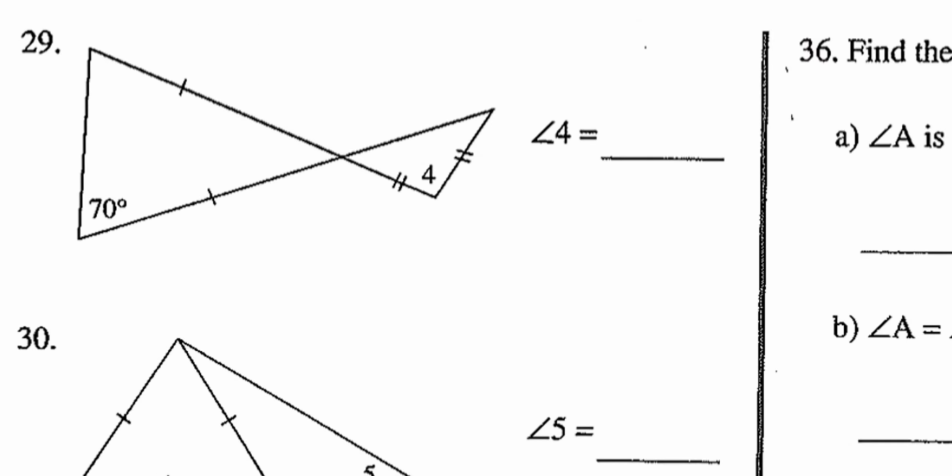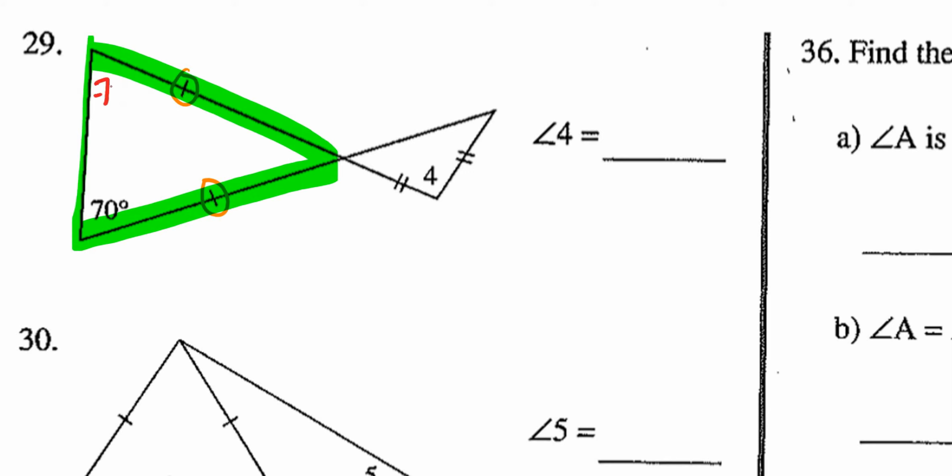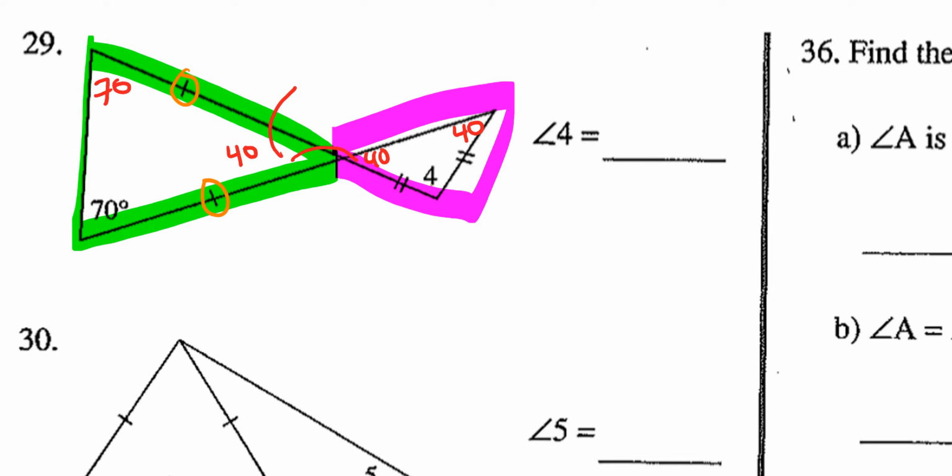Let's keep on going with number 29 now. For 29, notice that I have an isosceles triangle right here. So this angle has to be 70 degrees. And for this angle right here, that should be 40 degrees. That will ensure that the triangle adds up to 180. If that's 40 degrees, this angle here has to be 40 degrees, and then this angle here has to be 40 degrees because we have another isosceles triangle. And then angle number 4 should be 180 minus 40 minus 40. So is that just 100 degrees there?